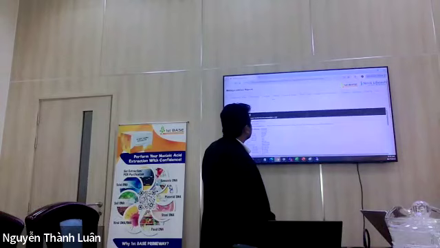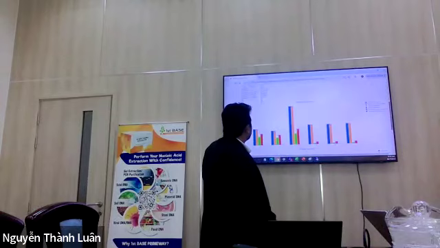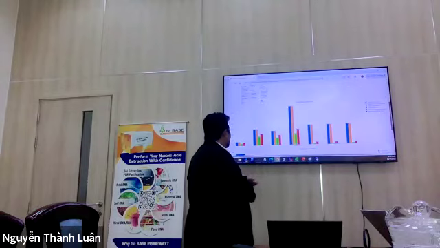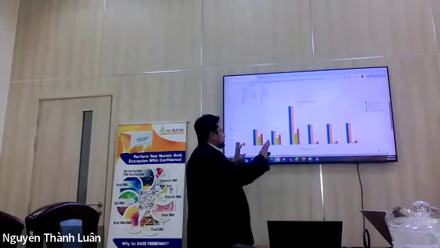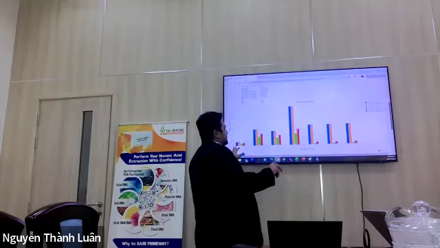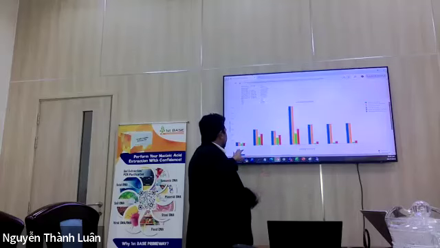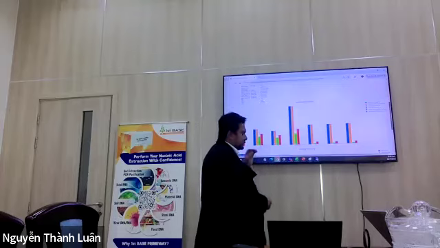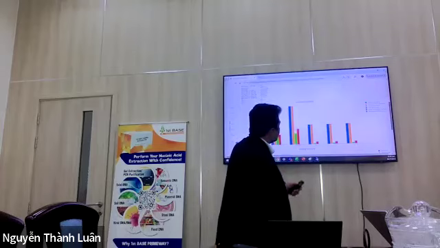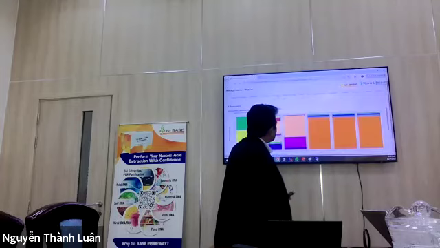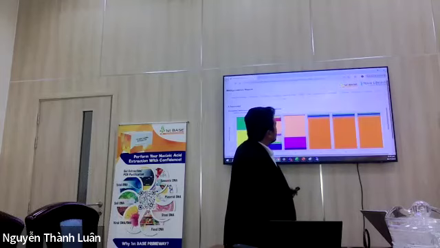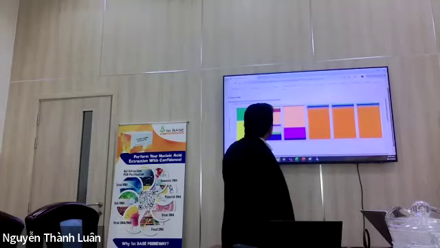This is an example for 6 samples. We have 2 groups, group A and group B, two environments. Each group has 3 samples, replicates. So let's look into the taxonomy. This is the result at the genus level.